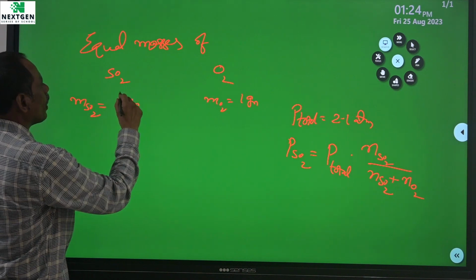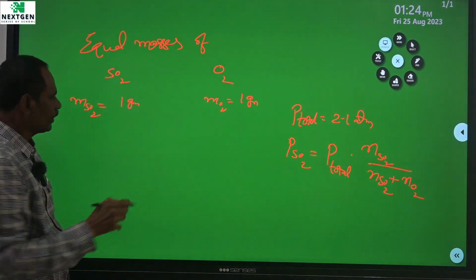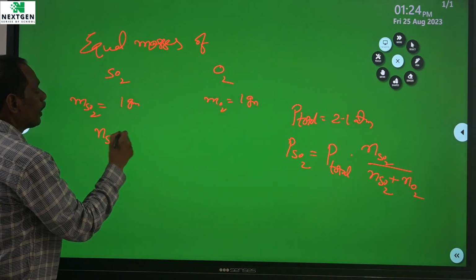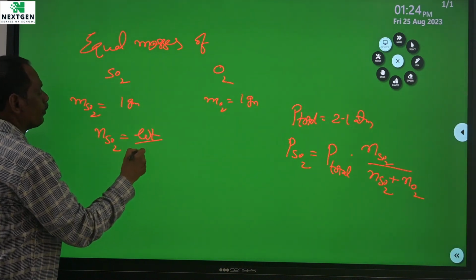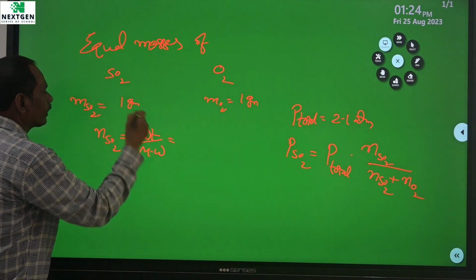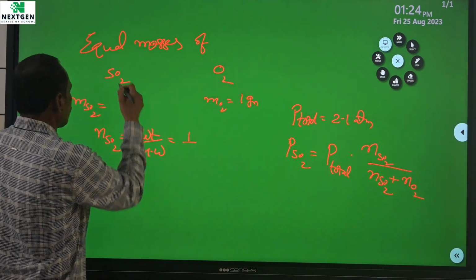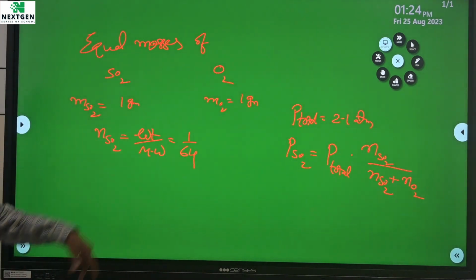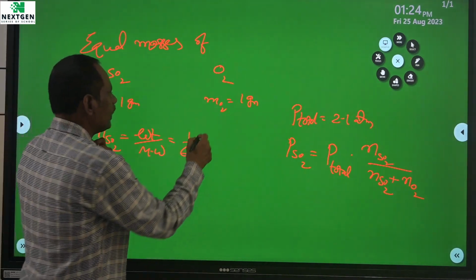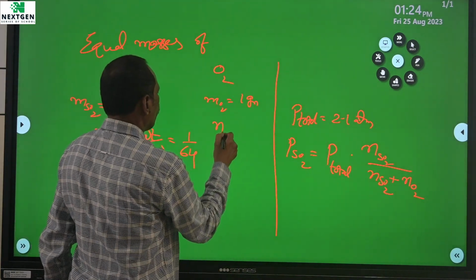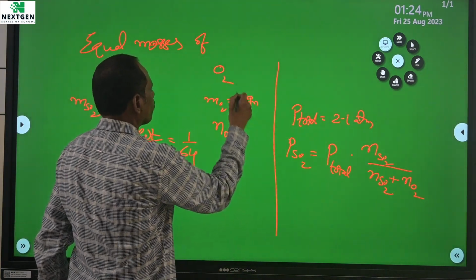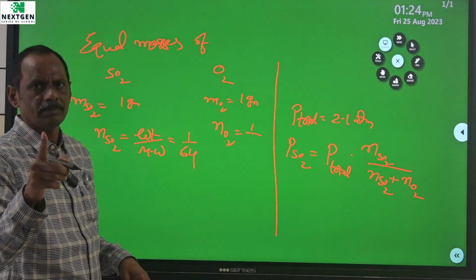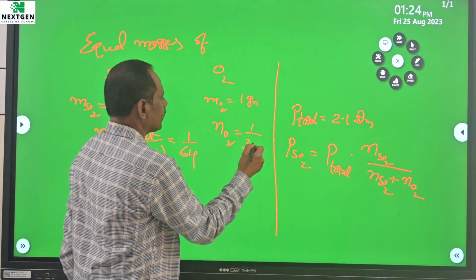Therefore, if 1 gram of sulfur dioxide and oxygen are taken, then the number of moles of sulfur dioxide is equal to weight by molecular weight. The weight of sulfur dioxide is 1 and the molecular weight of sulfur dioxide is 64. So the number of moles of sulfur dioxide is 1 by 64. Like that, the number of moles of oxygen is weight of oxygen by molecular weight of oxygen. Here the weight of oxygen is taken as 1 gram and the molecular weight of oxygen is 32.